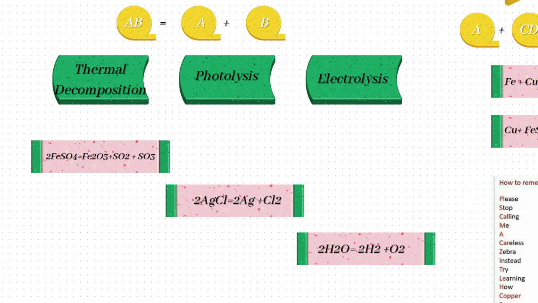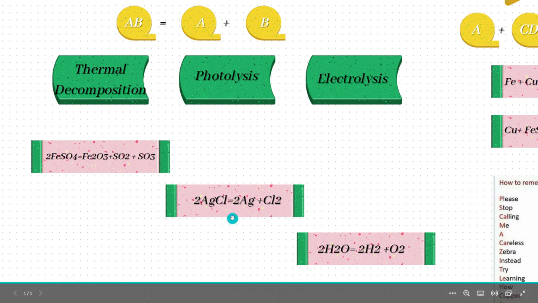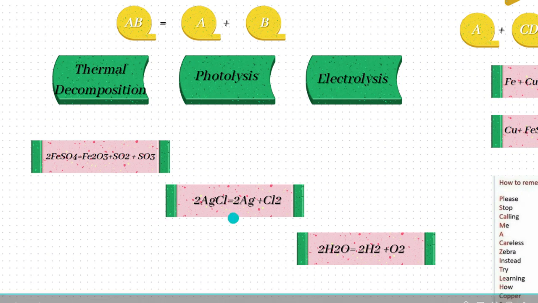Both these examples are very important because these are used in black and white photography. So a question can be asked: which decomposition reactions are actually used in black and white photography? You should be able to write AgCl as well as AgBr, that is silver chloride and silver bromide. You should learn the examples of this, and what is its use? It is used in black and white photography.